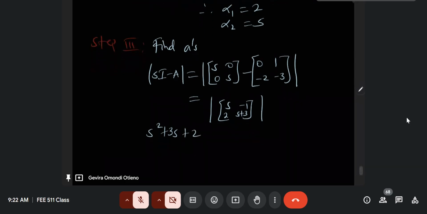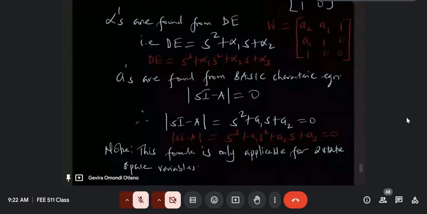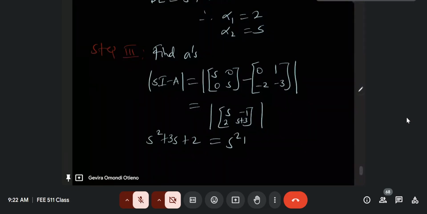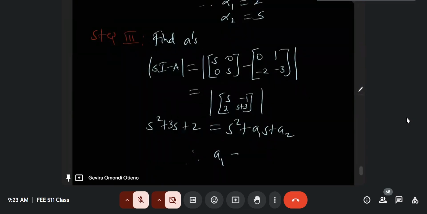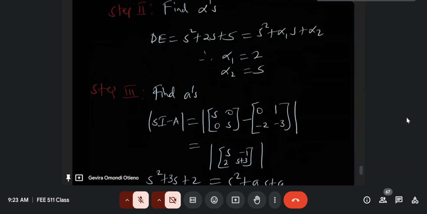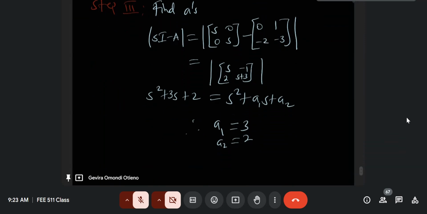And then we equate it to A's. What are the A's here? For a 2 by 2, it's S squared plus A1 S plus A2. So therefore, from here, A1 is simply 3 and A2 equals 2. So we found the alphas, we found the A's. The alphas we found from the desired expression, the A's we found from the basic characteristic equation, not the design characteristic equation. Please don't confuse that.